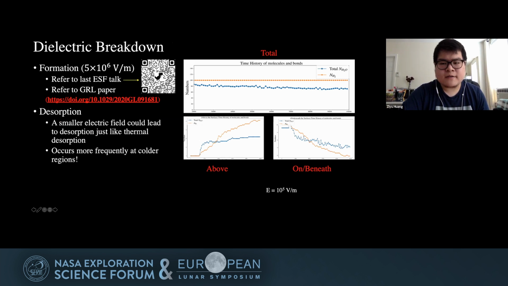Regarding dielectric breakdown, for the interest of time, I will refer the formation of water molecules to the last ESF talk. This is a QR code, and also a recent GRL paper we published.